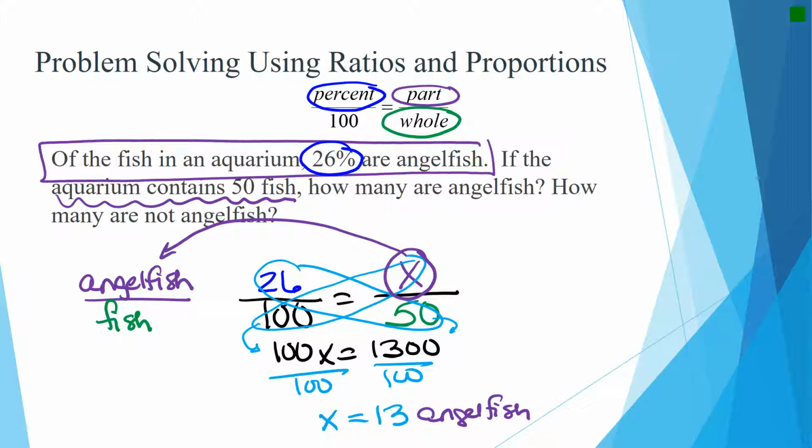Now they want to know how many are not angelfish. So all of the fish, all fish is 50 fish, right? We're going to subtract the 13 angelfish. So we find out that 37 are not angelfish.